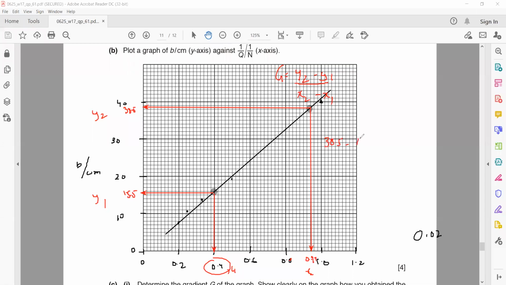38.5 minus 15.5, divided by 0.94 minus 0.4. What's the final answer? It is 42.6.